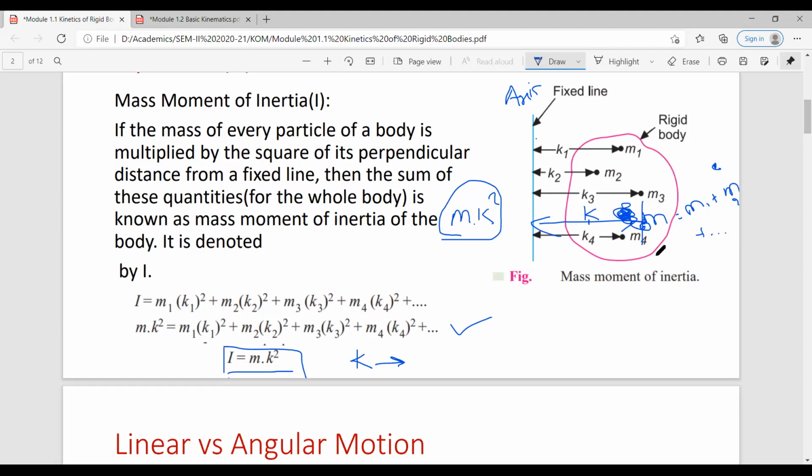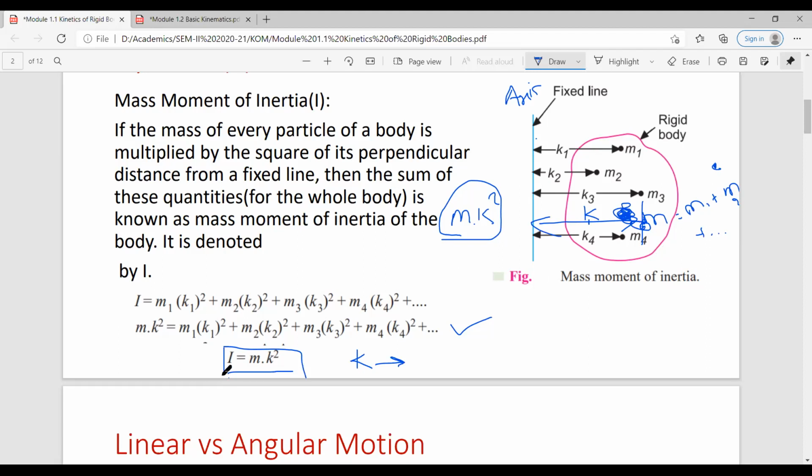And the same significance your radius of gyration has in case of rotating motion or angular motion. What significance you have for the CG, center of gravity in linear motion, the same significance you will have for the radius of gyration in case of your angular motion. Okay, are you noting it down?